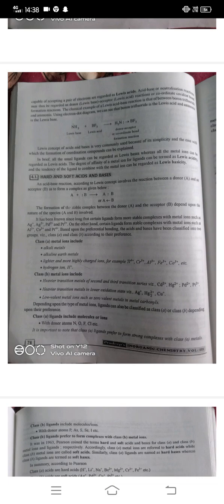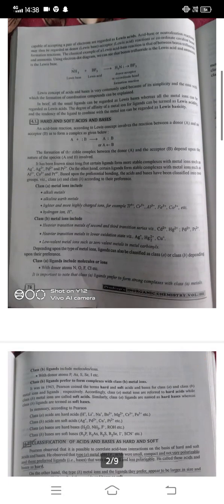It has been known since long that certain ligands form more stable complexes with metal ions such as silver positive, mercury 2 positive, platinum 2 positive, and platinum 2 positive. On the other hand, certain ligands form stable complexes with metal ions such as aluminium 3 positive, cobalt 3 positive, and platinum 4 positive. Based upon the preferential bonding, the acids and bases have been classified into two groups, class A and class B, according to their preference.